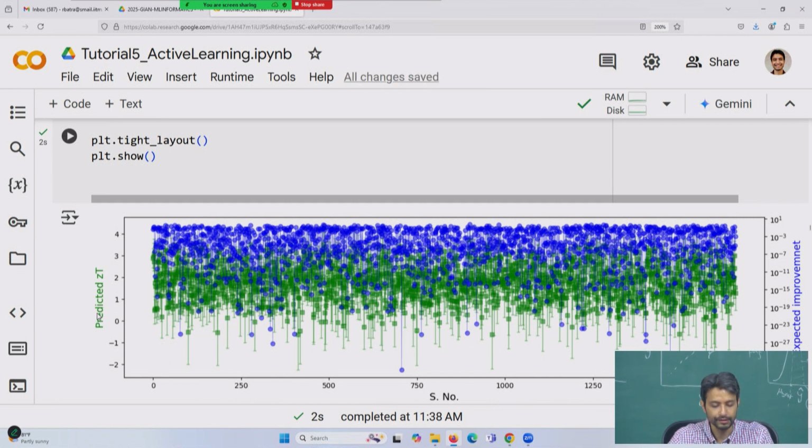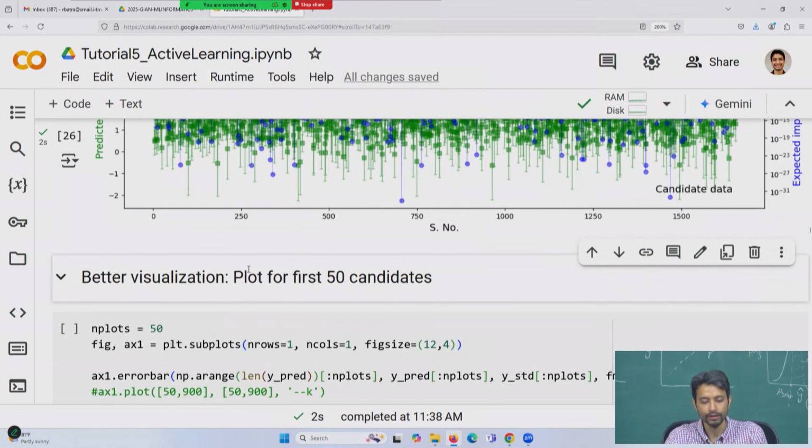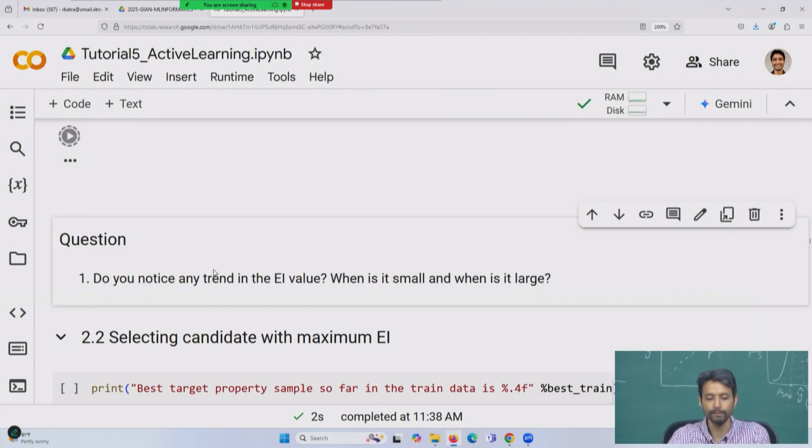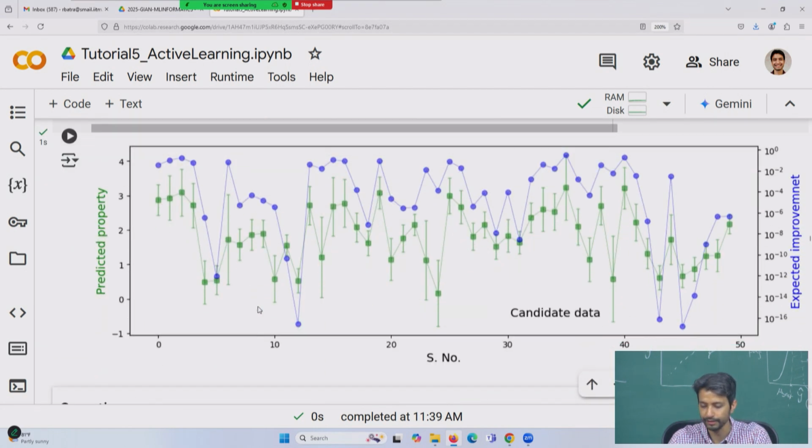On the y-axis, the color in Z should be band gap. So it is incorrect here. The green is telling me the mean value, basically the predicted band gap value, and the blue is telling me the expected improvement. It's very hard to see. Basically, what I am trying to say is that for all candidates you have a mu cap and an expected improvement value. So we'll just visualize the first 50 candidates to get a sense, because 1600 is too many to visualize together. So I am looking at just the first 50 candidates.